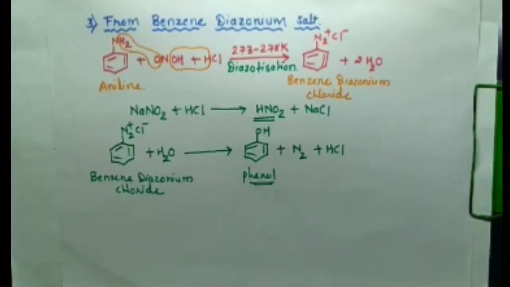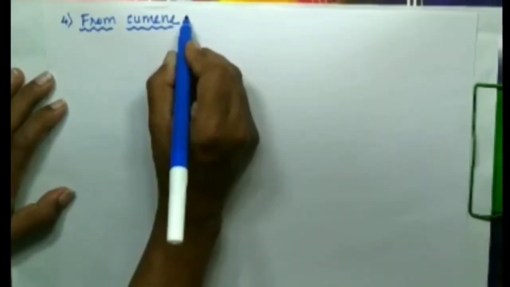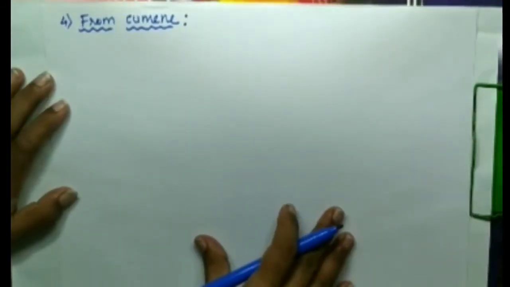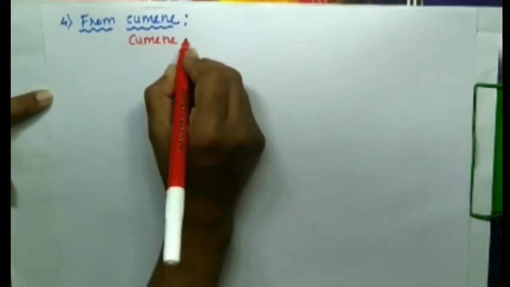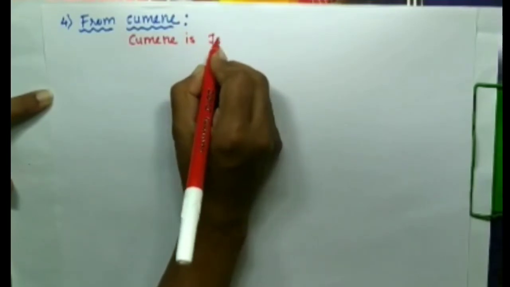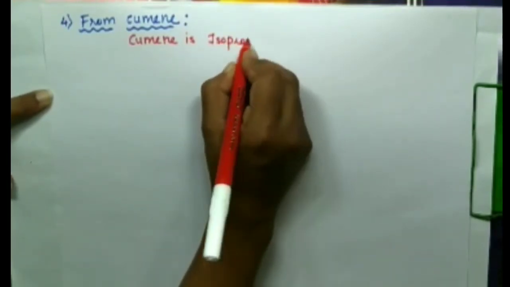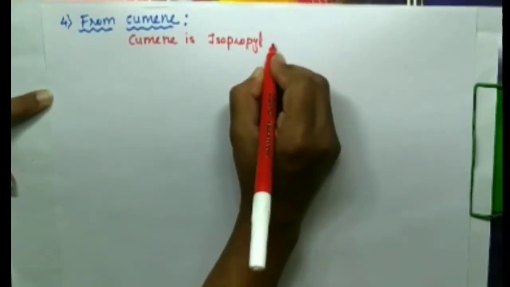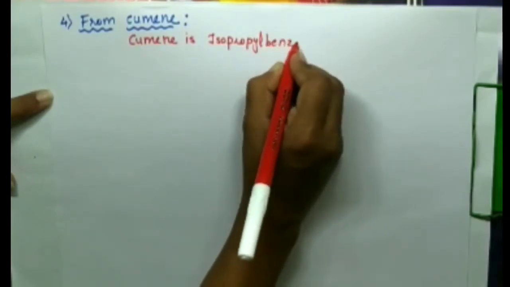Next we are going to see the fourth preparation, that is preparation of phenol from cumene, that is nothing but isopropyl benzene. Phenol is synthesized from cumene. Cumene is isopropyl benzene. Isopropyl benzene is called cumene.